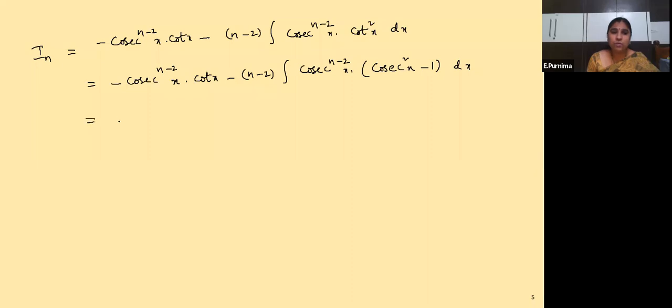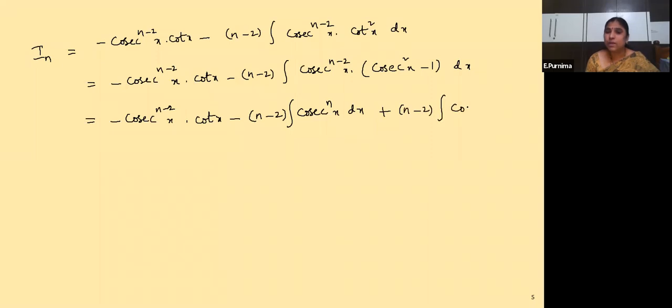So, which is equal to minus cosecant to the power of n minus 2 x into cot x minus n minus 2 into, I am splitting the integrals here, cosecant to the power of n minus 2 into cosecant square. So when you add the powers, minus 2 plus 2 is cancelled. We are left with cosecant to the power of n x dx. And here, cosecant to the power of n minus 2 x into 1 is cosecant to the power of n minus 2 x. So minus into minus is plus. So plus n minus 2 comes out here into the integral of cosecant to the power of n minus 2 x dx.